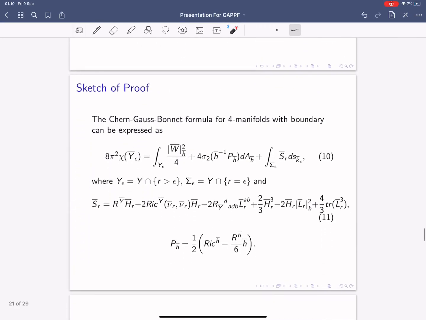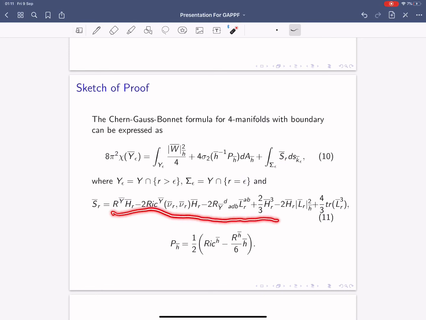So now here's a sketch of the proof of the formula. We start off with the Chern-Gauss-Bonnet formula for 4-manifolds with boundary, which can be written like this. Here, Y bar means the compactified Y. So you pick a special defining function, and we get this. Sigma 2 of this means the second symmetric function of this endomorphism, and this endomorphism is just the endomorphism we get by raising an index on the Schouten tensor, which is this. And then these boundary terms are just given by this.